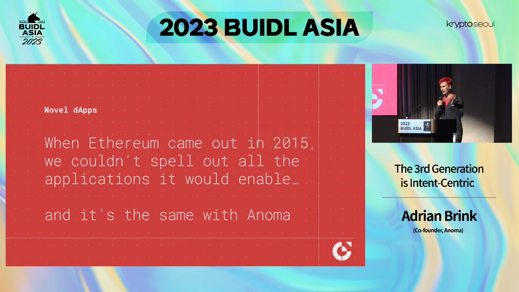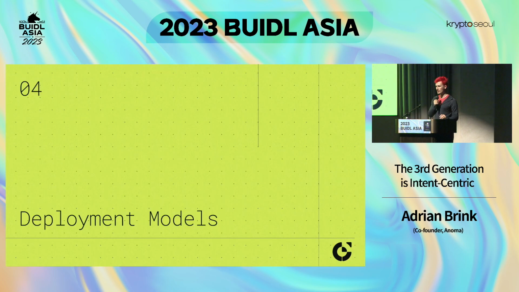I think the really important thing to realize is that when Ethereum came out in 2015, we really couldn't spell out all the applications it would enable. And I kind of think this is going to be the same with Anoma and the third generation of blockchains here, because fundamentally this is just going to enable a bunch of new stuff that we are going to have a hard time thinking about. This is going to really enable decentralized applications at global scale and many different security models.